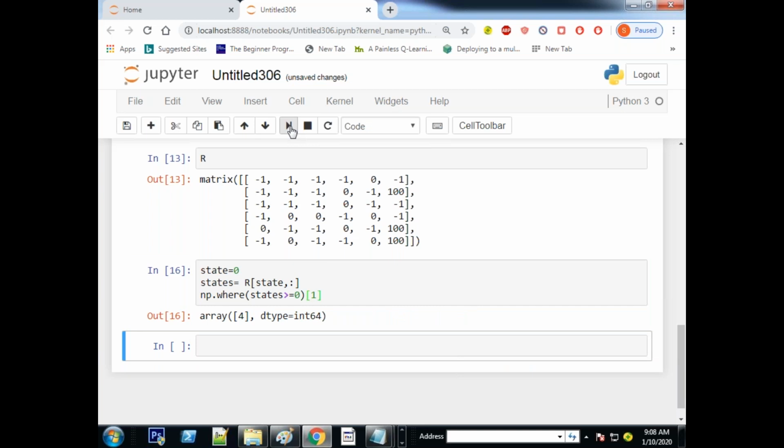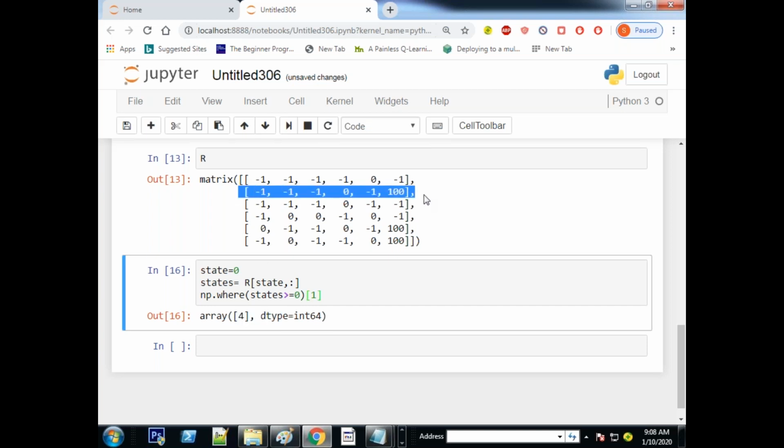Understood or not? This thing. Okay, sir. Come to room number 1, sir. Room number 1. What actions are possible? 0 and 100. 0 for 3, 100 for 5. Just I am changing. Run the same thing.